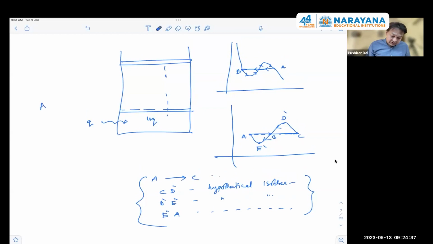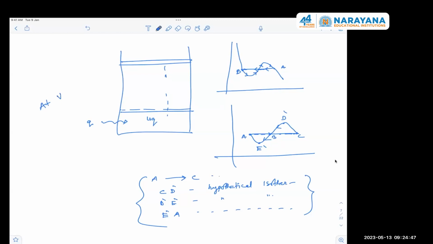At vapor pressure. Vapor pressure means what? This is the boiling point of the liquid. Yes, sir. This is the boiling point of the liquid, related to the thermodynamic concept. A to C we are going, what are we doing? What heat are we gaining? Latent heat of vaporization. So during that time, do you think the temperature changes? No, it never changes. From A to C, can we go in two different processes and both are isothermal?